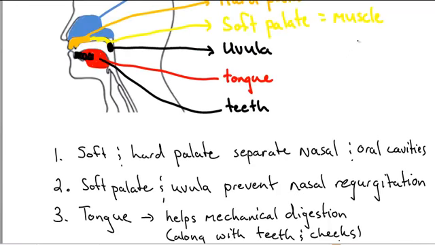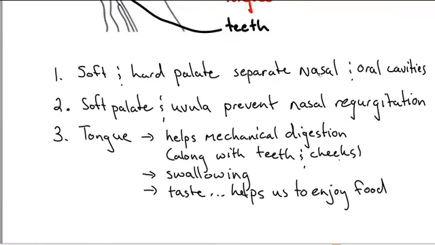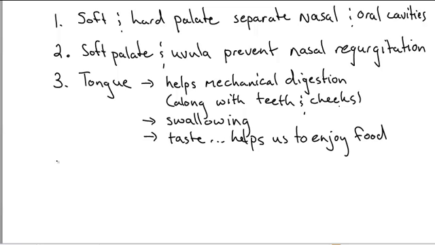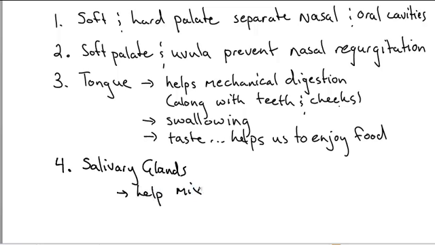As well, not shown in this picture here because it sort of overlaps this inner cheek and under our tongue, and we'll talk about it more in detail with the accessory organs, we have our salivary glands. And these help mix food with liquid so that it's easier to swallow.